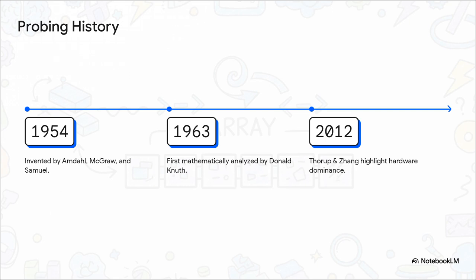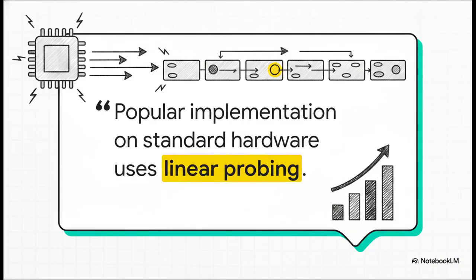Linear probing is basically a method for resolving hash collisions, which is what happens when two different keys try to shove themselves into the exact same memory slot. This quote right here perfectly captures why we're even talking about this. Linear probing isn't just some textbook theory. It is the undisputed king of real-world hardware data structures.